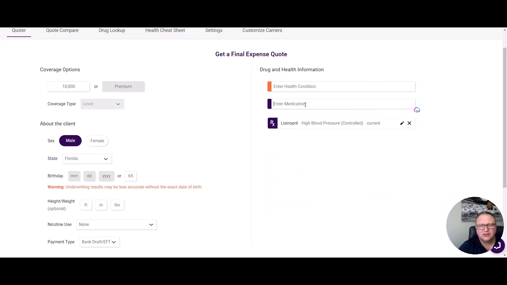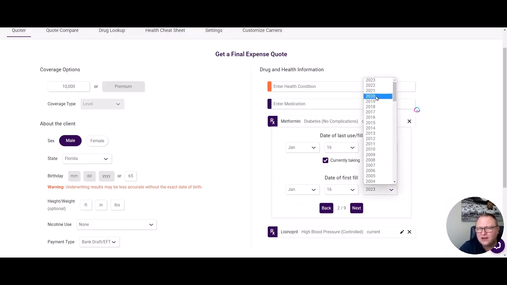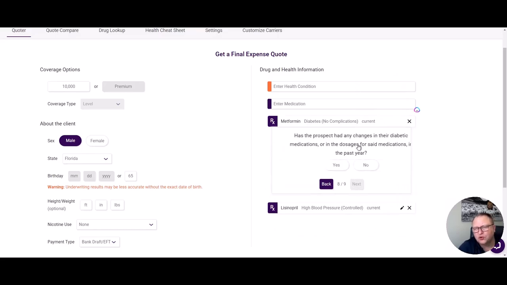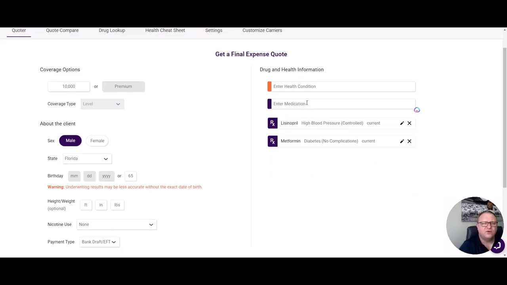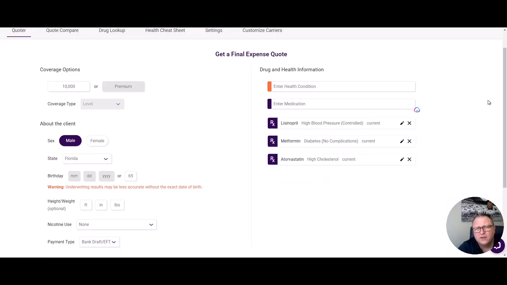Now let's say you're taking metformin, you have diabetes, and you've been taking this for 5 years, and it's completely controlled. You're not taking multiple medications, no more than three, and your A1C is below 8. Now let's say you're taking atorvastatin for cholesterol. You diabetics out there know that when you have diabetes, this is basically a natural diabetic cocktail of medications that they give you because it all helps each other.